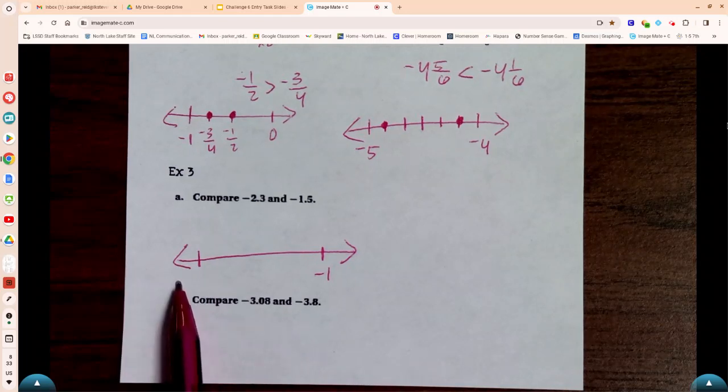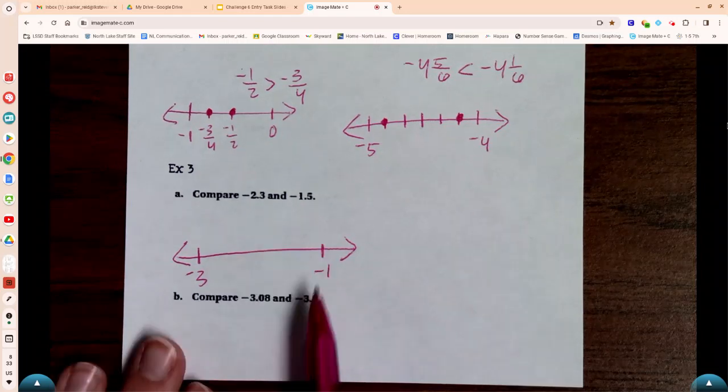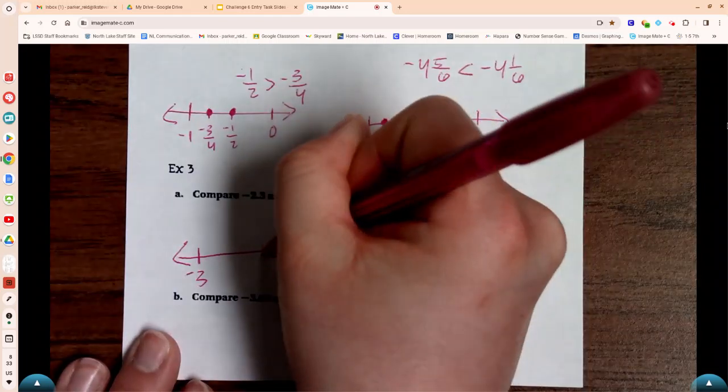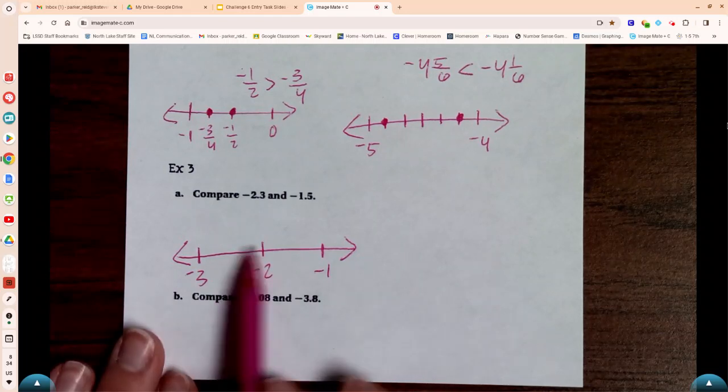Dash? Because the -2.3, that is further to the left than -2, right? It's between -2 and -3, not -1 and -2. So I need my range to go from -1 to -3. That means -2 is in the middle. Okay. And then what could I maybe split each of the ones into, like in between -1 and -2?